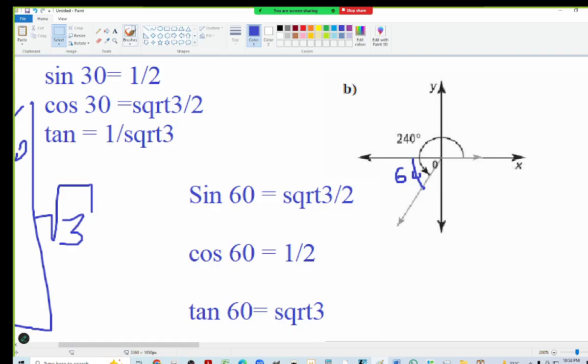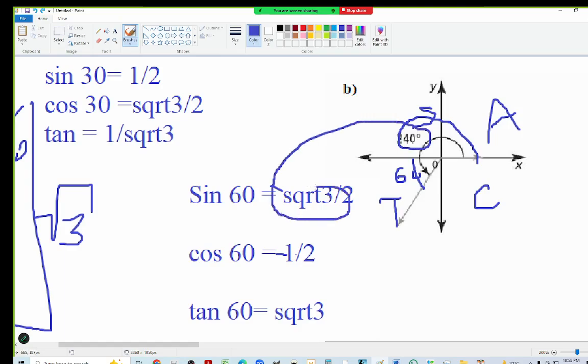So what's the sine going to be? It's going to be this. What's the cosine going to be? It's going to be that. What's the tan going to be? The same, right? Except for what? CAST. So what's the only thing that's positive here? The tan, and everything else is negative. So let's slap a negative in it. Boom, boom, we got it. That means the sine of 240 is negative square root of 3 over 2.